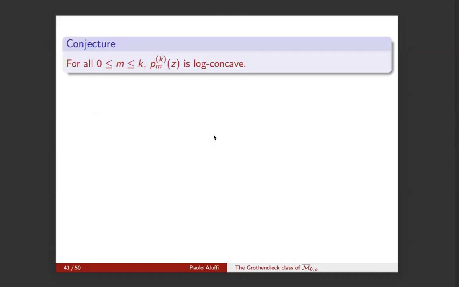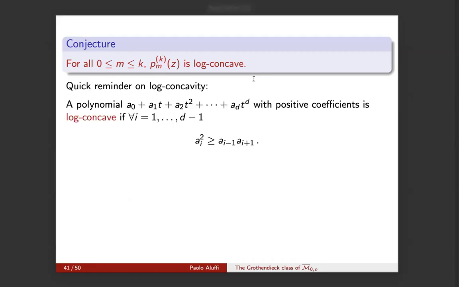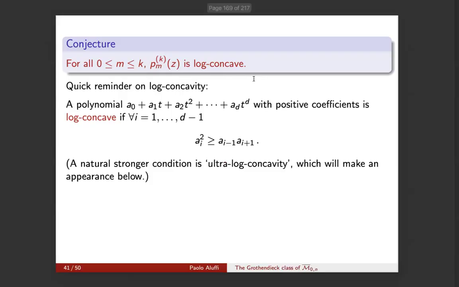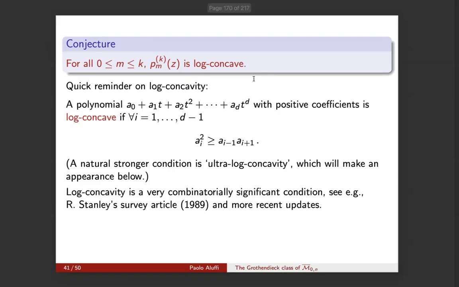Now, I was very tempted by this conjecture that all P n k are log concave. And in case you have not run into log concavity recently, this is what it is about. If you have a polynomial with coefficients, you say that it's log concave if there's this inequality for every i. The square of a coefficient is at least equal to the product of the adjacent coefficients. There's a natural stronger condition called ultra-log concavity, and I think I will get to it before the end. Log concavity is one of those amazing things that show up in all sorts of places.